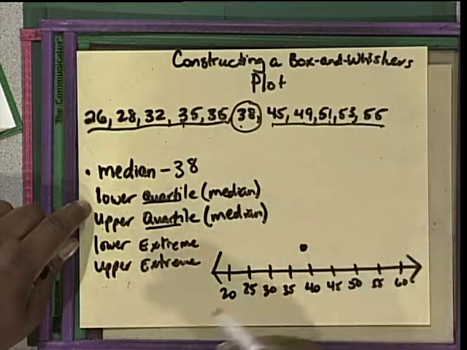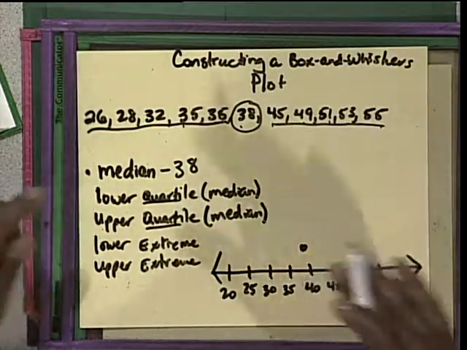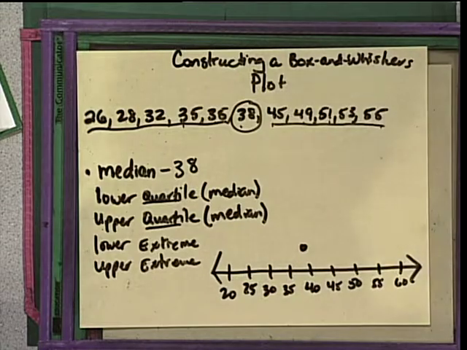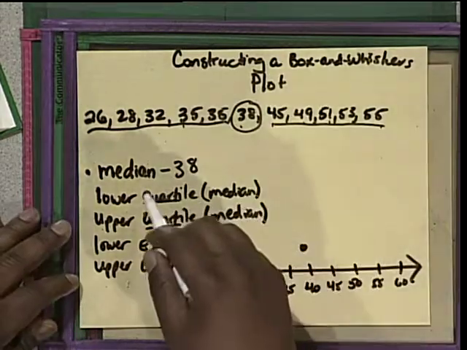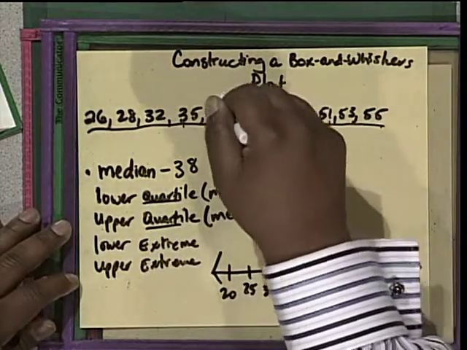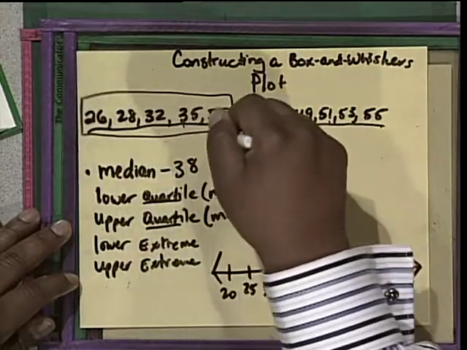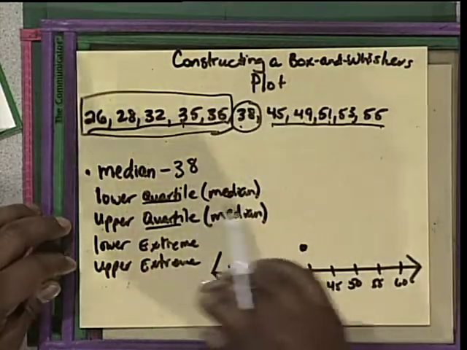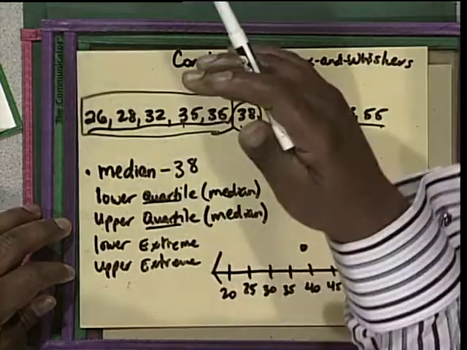Here's what I'm talking about. That's a big word. It looks different. Don't be afraid of it. It's just another word for your median. Lower quartile are all the numbers that are lower than my median. I need to find the median amongst those numbers.